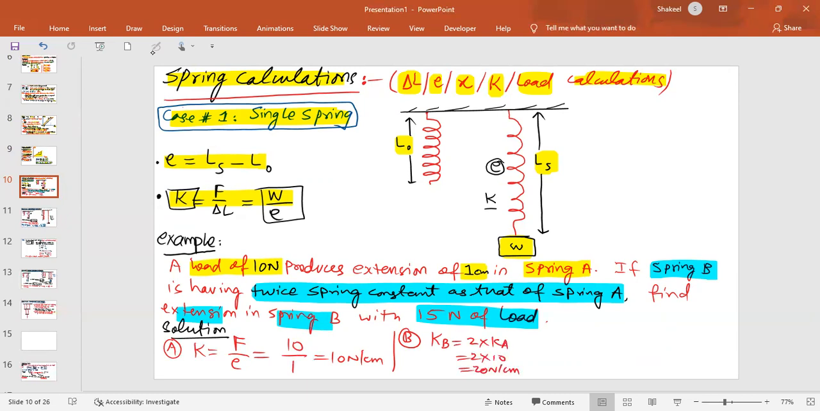And now how much extension is there? We say that F equals KE, and E equals F over K. The force is 15 Newton and the value of K is 20. When you divide it, you get an answer of 0.75. Well, the unit is actually centimeters. So the extension is 0.75 centimeter in this case.